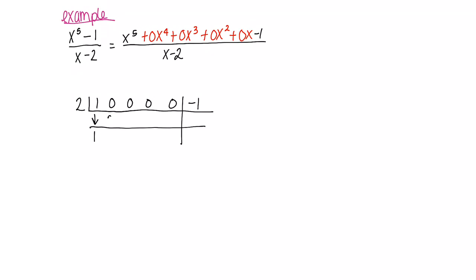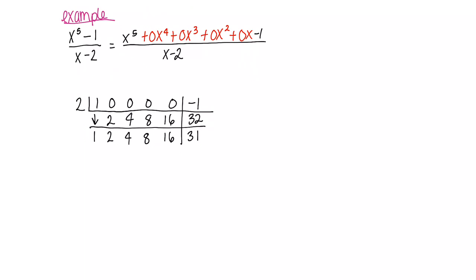1 times 2 is 2. 0 plus 2 is 2. 2 times 2 is 4. 0 plus 4 is 4. 4 times 2 is 8. 0 plus 8 is 8. 8 times 2 is 16. 0 plus 16 is 16. 16 times 2 is 32. Negative 1 plus 32 is going to be 31.